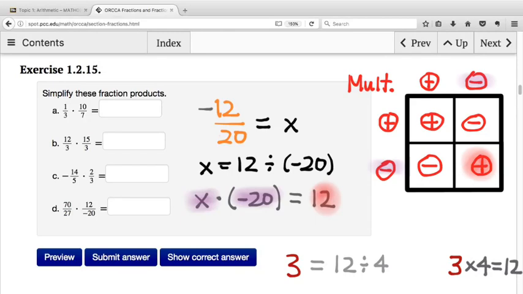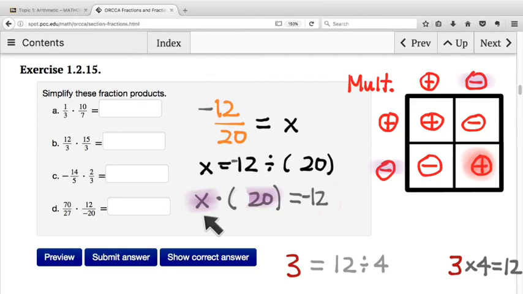So now the negative in my division problem is going to move from the divisor to the dividend, negative 12 divided by 20. And if I rearrange into a multiplication problem in the same way we did before, now this 20 becomes positive, this 12 becomes negative. So I'll write this as negative 12.